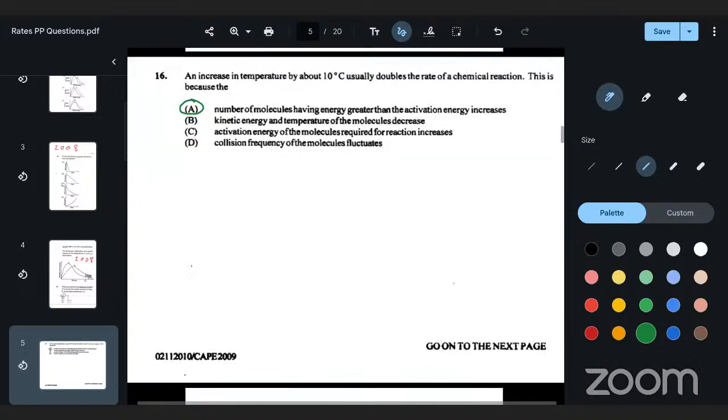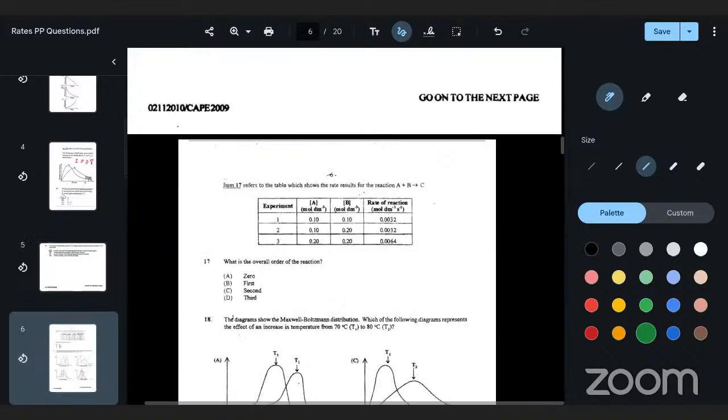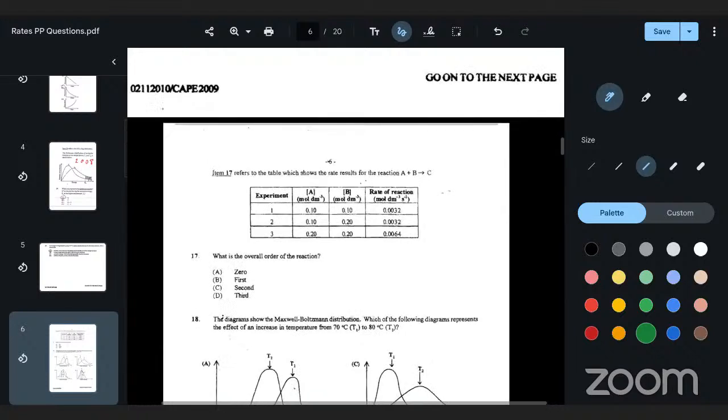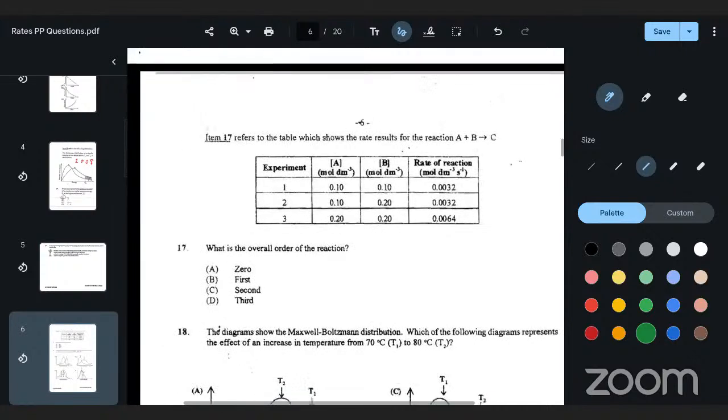All right, so let's go to the next one now. Can you see it clearly, or should I zoom in a bit? All right, I'm going to zoom in a bit. So I will give you a chance to answer it. What is the overall order of the reaction? Before you answer this, tell me the order of reaction with respect to A and B before you tell me the overall order.